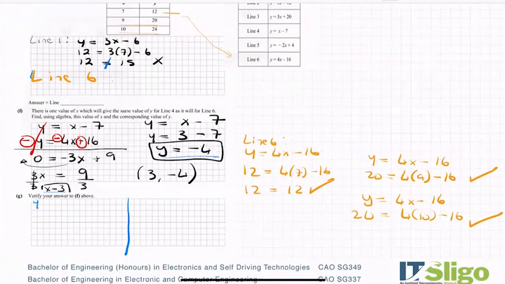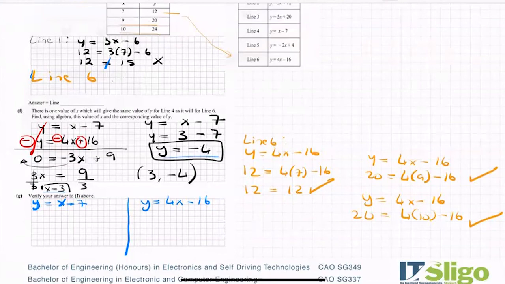You have to do it to both. You can't just choose one. Because the whole point of simultaneous equations is that the x and the y value that you find satisfies both at the same time. So there's line 4 on the left, line 6 on the right.